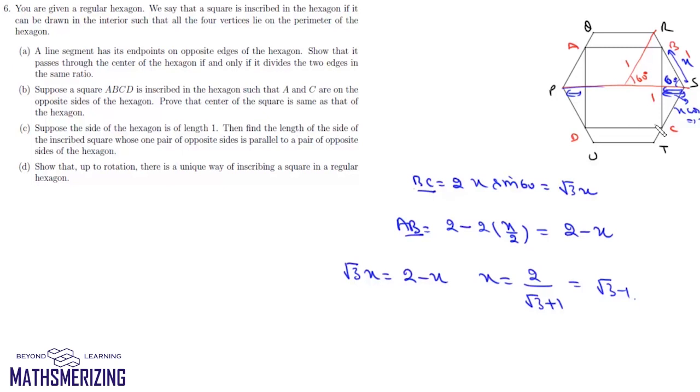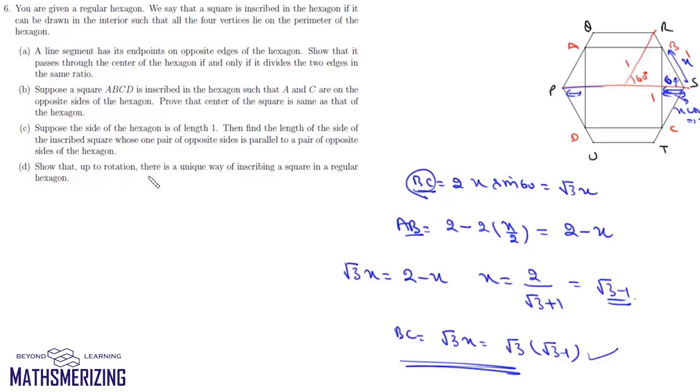Now we'll need to find length of side of the square. Length of side of the square is root 3x, and the value of x is root 3 minus 1. So it will be root 3 into root 3 minus 1. So length of side of this square will be root 3 into root 3 minus 1.